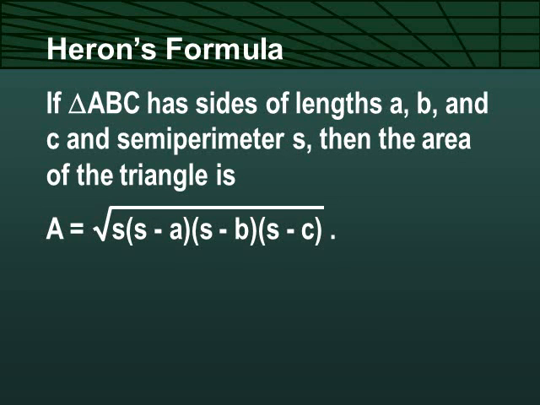If you have a triangle ABC and the side lengths are little a, little b, little c, then you found the semi-perimeter. Now under a radical sign, you're going to multiply the semi-perimeter times the semi-perimeter minus one leg, the semi-perimeter minus another leg, and the semi-perimeter minus the other leg. So you'll have four things you're multiplying together. Let's do an example. I think this makes more sense when you do an example.